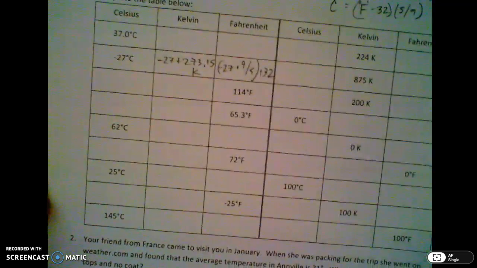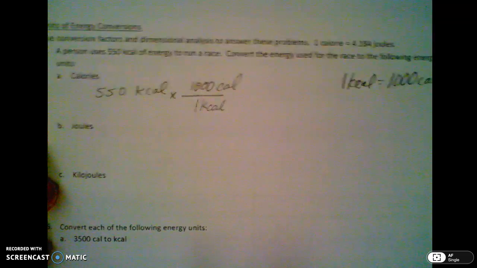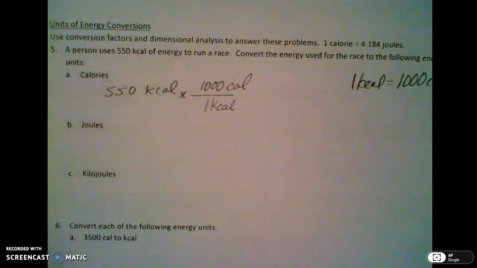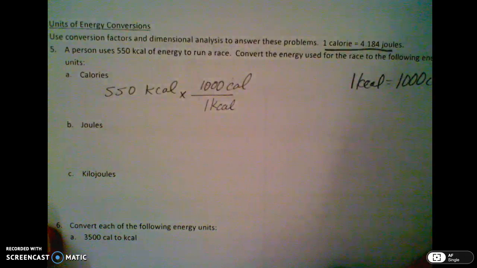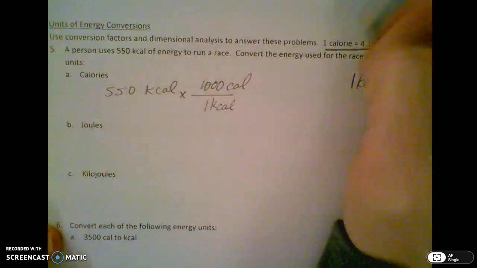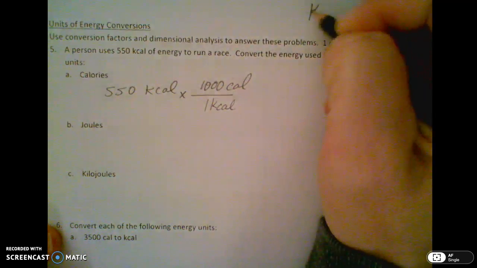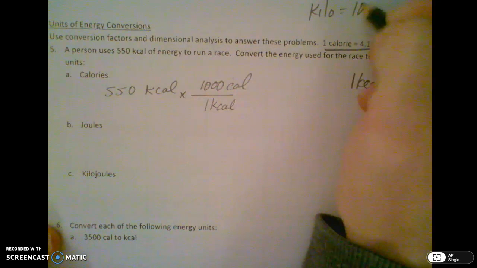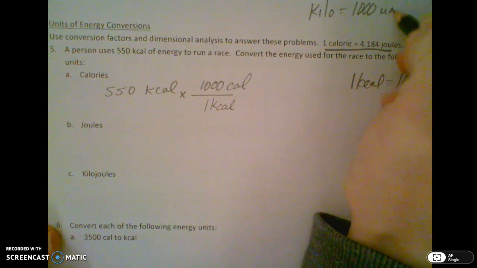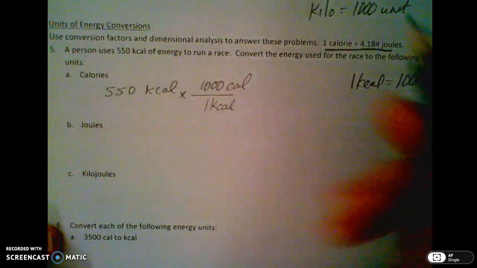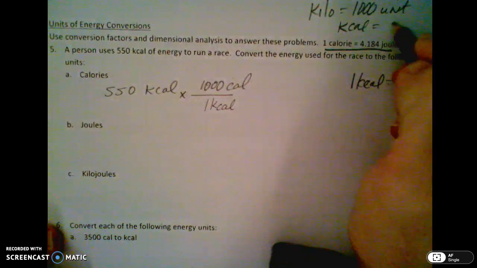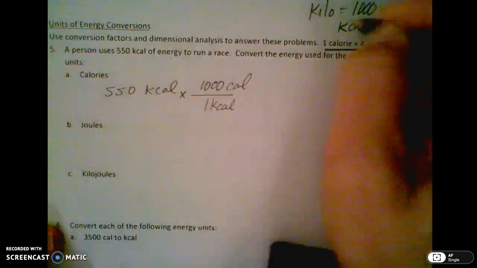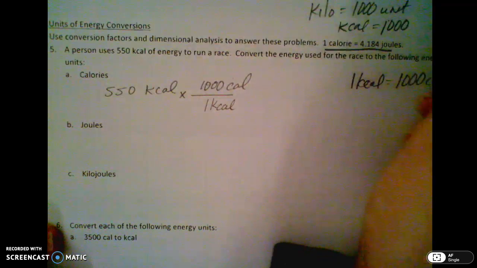Then, if we go ahead and look at our conversions on the back, it says use conversion factors in dimensional analysis to answer these questions. Here is one of your conversion factors. And you also need to remember that a kilo equals 1,000 of the unit. So in this case, we will see kcal, which equals a kilocalorie, which is 1,000 calories.